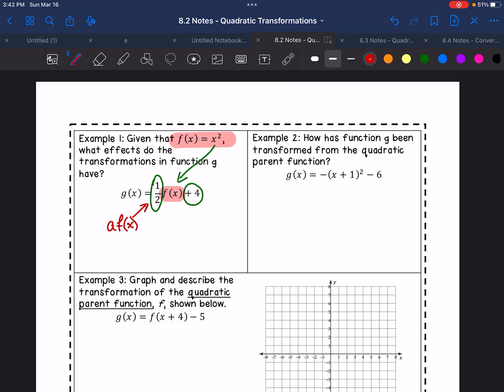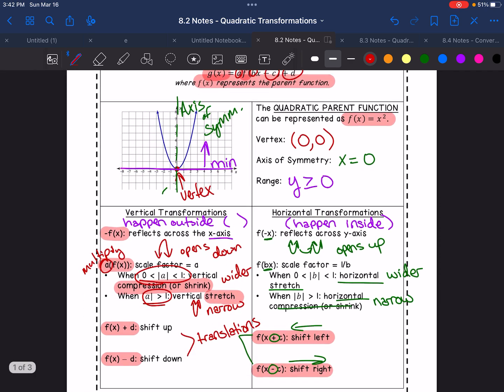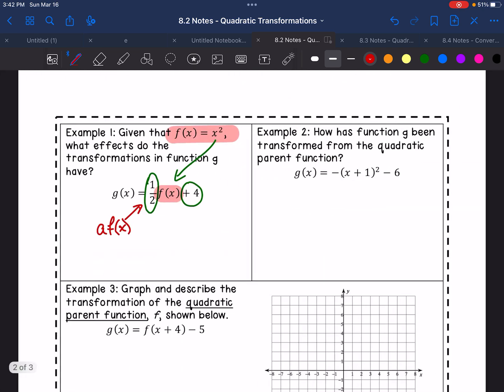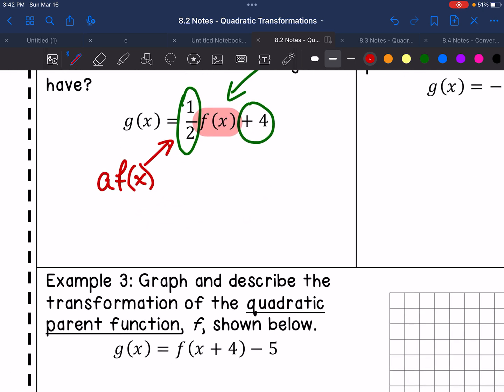And so if we look at our rules, when I am multiplying the function by a value outside, I've got to look at what the value is. So we had a 1/2. So that's going to be in between 0 and 1, which means this is a vertical compression or a shrink. All right, the verbiage changes from year to year on which one. Just remember they both mean the same. I'm just going to say vertical shrink. And remember, this causes it to widen.